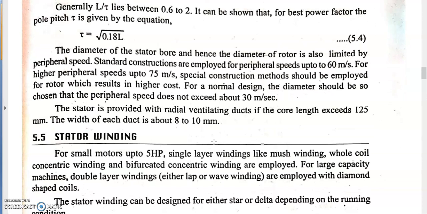And the length, suppose if the length is more, we will be providing radial ventilating ducts in between the core length, so that suppose if the core length exceeds 125 meters, we will be having ventilating ducts of 8 to 10 meter width in between the core length along the axial length of the machine.